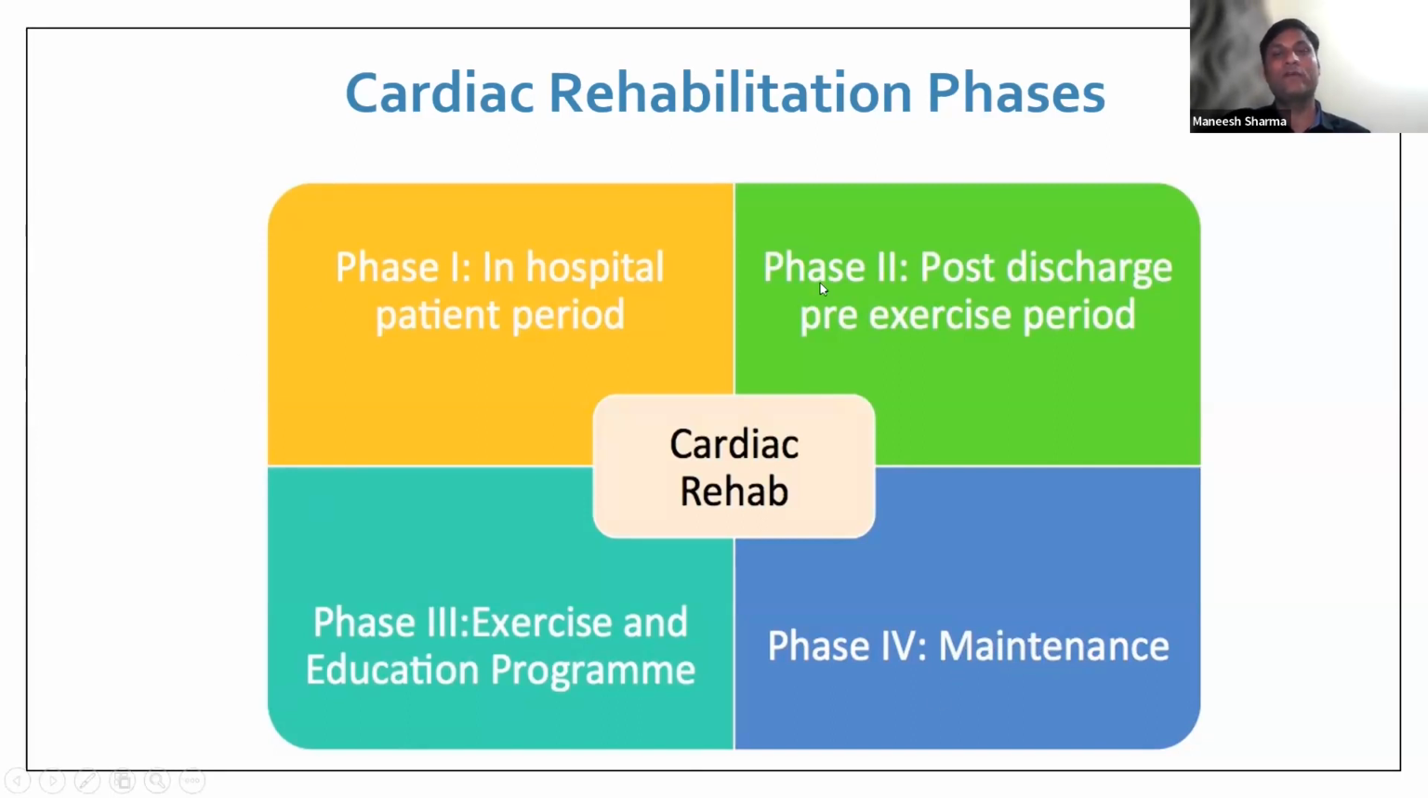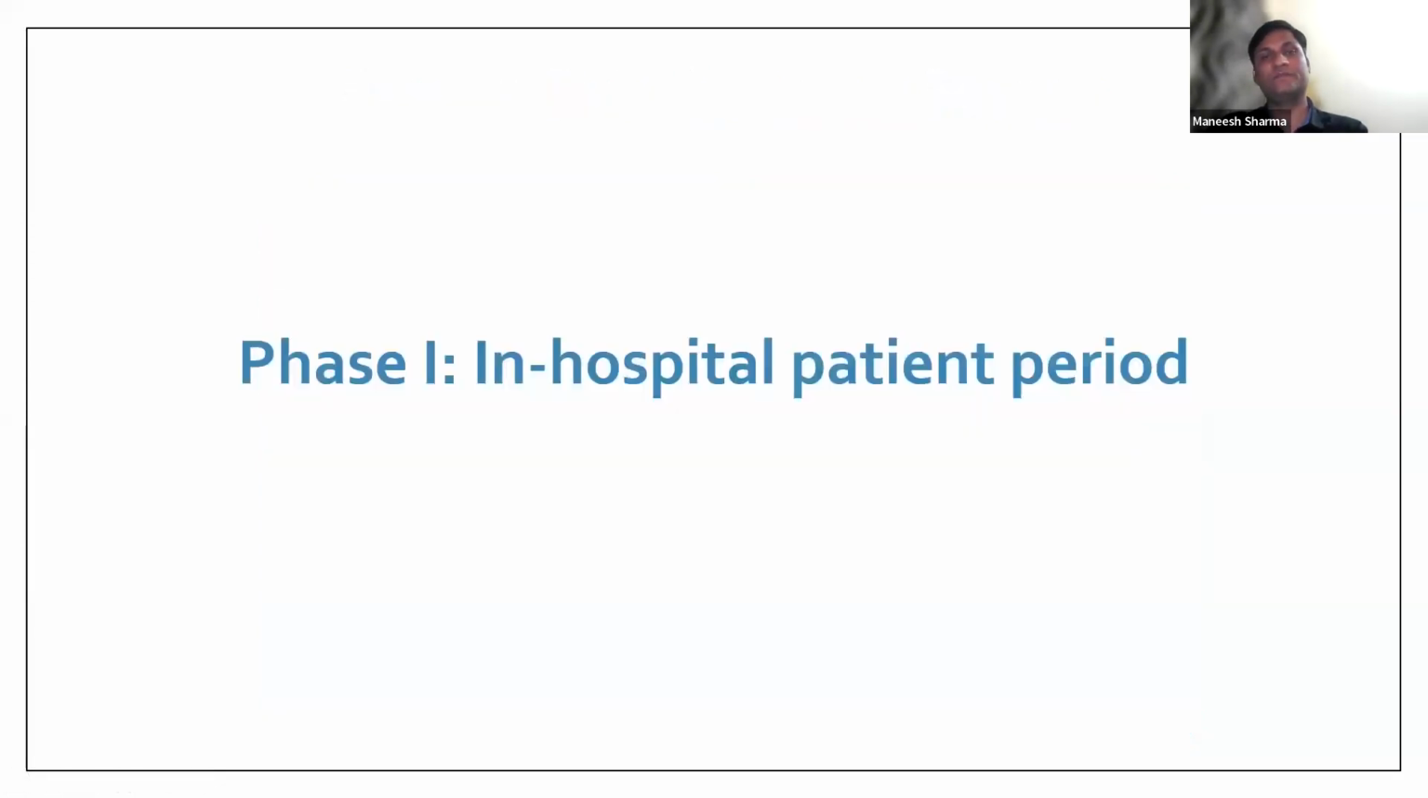So there are mainly 4 phases of cardiac rehabilitation. The first phase is the in-hospital phase. The second is the post-discharge and pre-exercise period. Third is the exercise and education program. Fourth one is the maintenance phase.